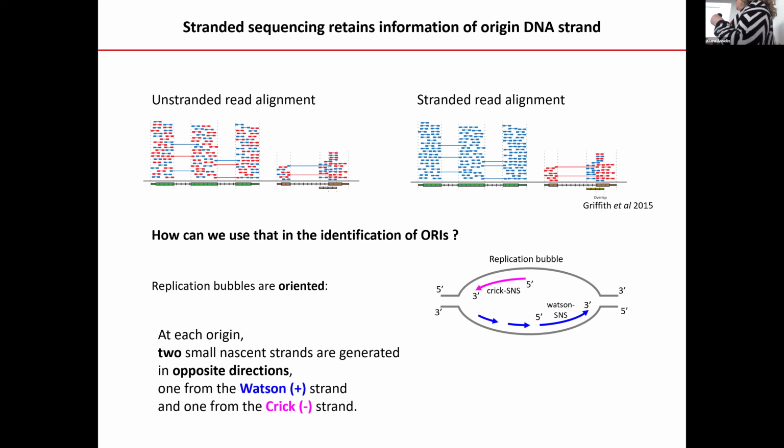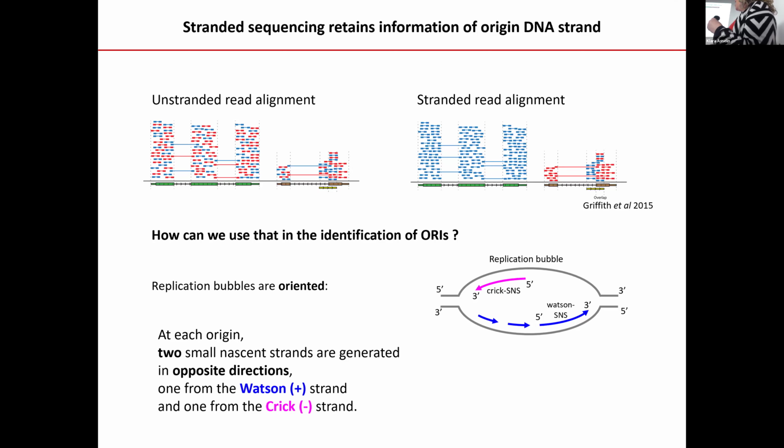One of the genes is written in the plus direction and one of the genes is read in the minus direction. In an unstranded library, you cannot differentiate between the directions of the reads. When you have a stranded library, you have the information that this gene or this mRNA was written from the plus strand or from the minus strand.